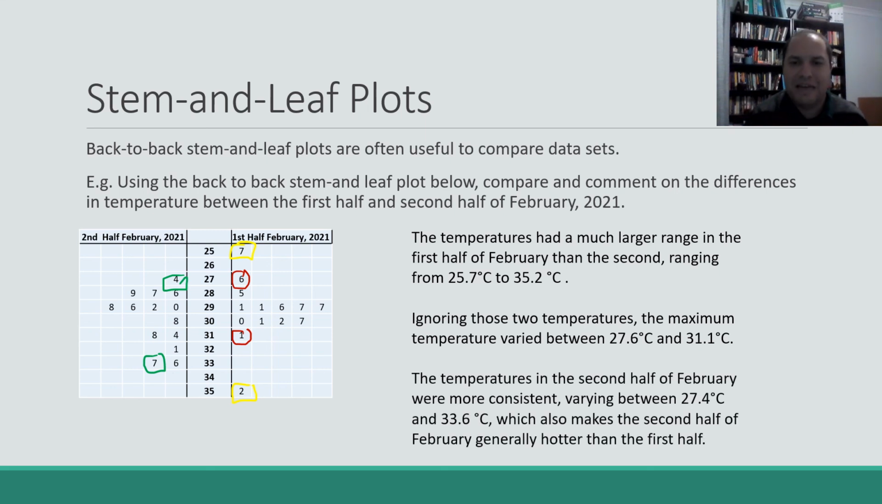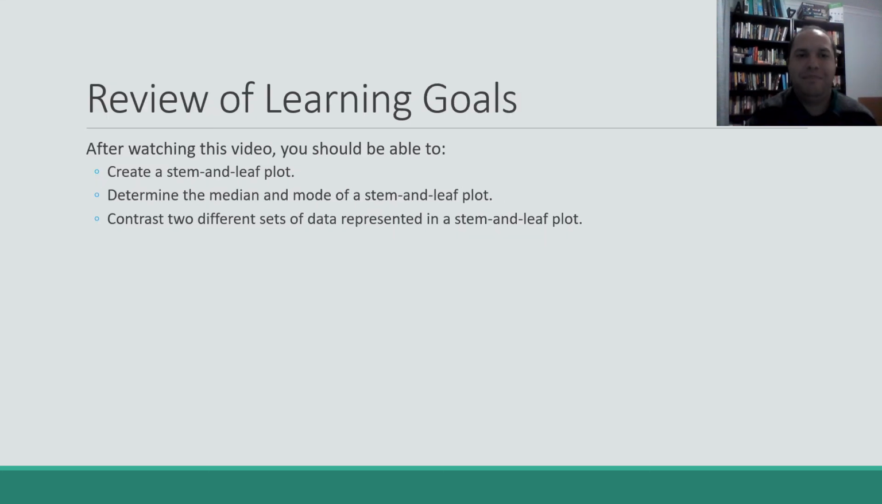And we can see that because the numbers aren't quite so spread out in the second half of February. And so we can say the temperatures in the second half of February were more consistent. They don't vary as much. There's not as big a range there, varying just between 27.4 degrees and 33.6 degrees. And that means actually that generally speaking, in the second half of February, the temperature was actually hotter because we have more values on that high end compared to the just one value on the first half of February.